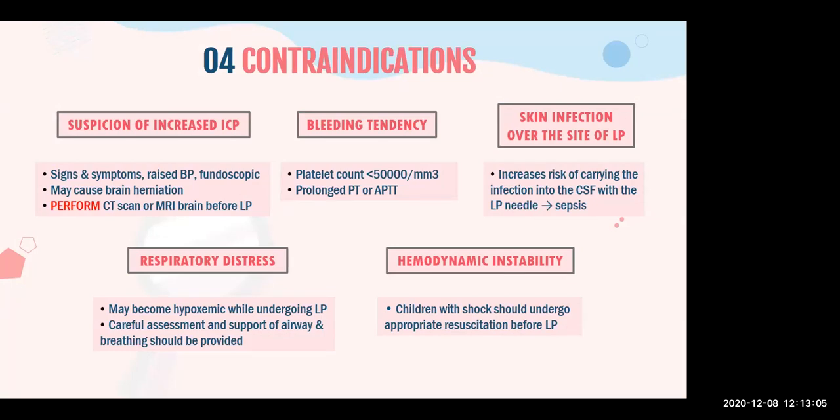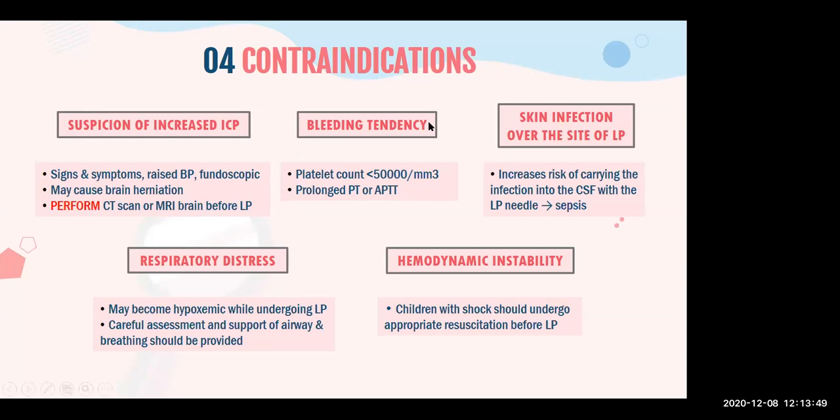First one, if there is any suspicion of increased intracranial pressure, it cannot be done. Why? Because it can cause cerebral herniation, which can lead to death. So in order for us to prevent this, to check whether there is increased ICP or not, we can look through the signs and symptoms. If there are signs and symptoms of increased ICP, we need to check the blood pressure and also fundoscopic signs for this patient. And in order for us to confirm, we need to do a CT scan and also MRI brain before the lumbar puncture is performed.